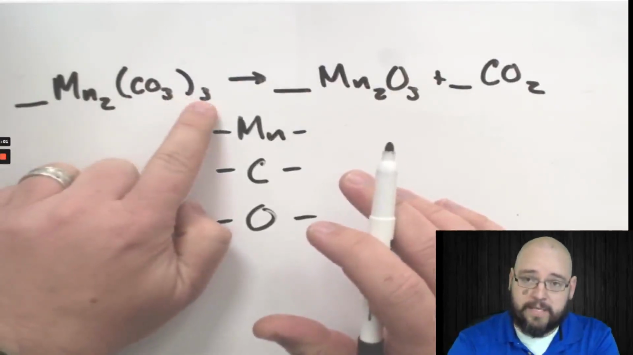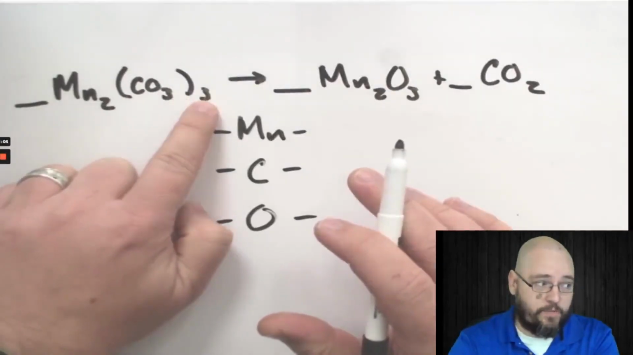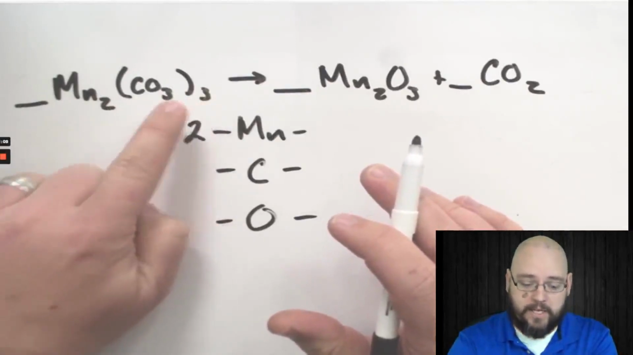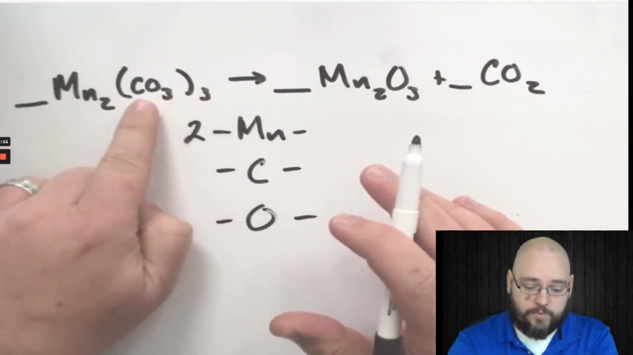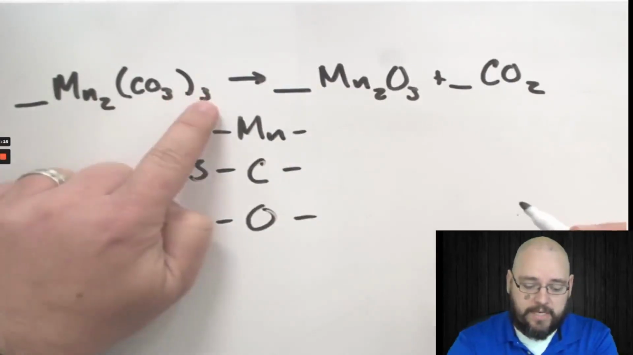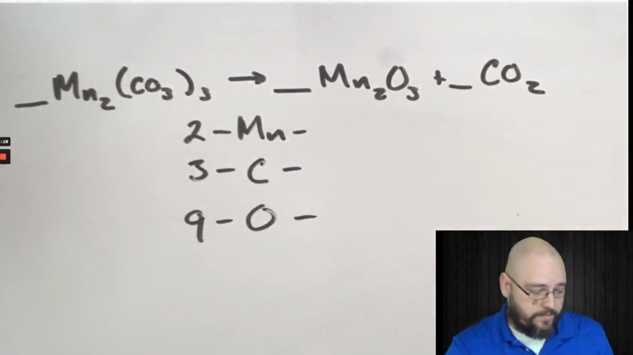This 3, immediately to the left of the 3, is the parentheses, which means this 3 applies to everything inside the parentheses, so we have to multiply. So that means there's 3 times 1 is 3 carbons, and then 3 times 3 is 9 oxygens.